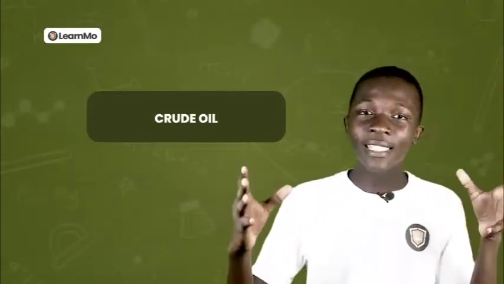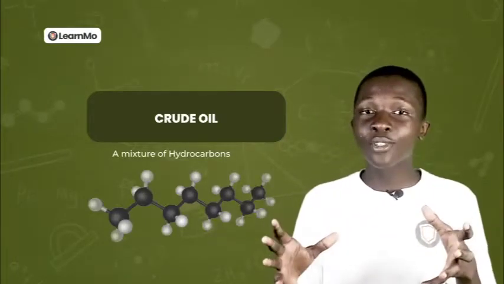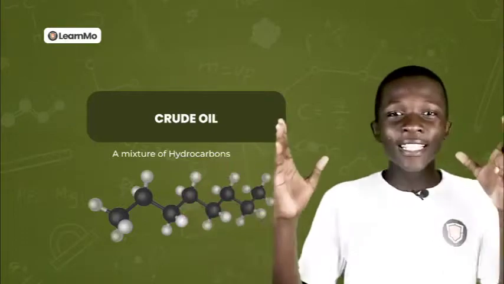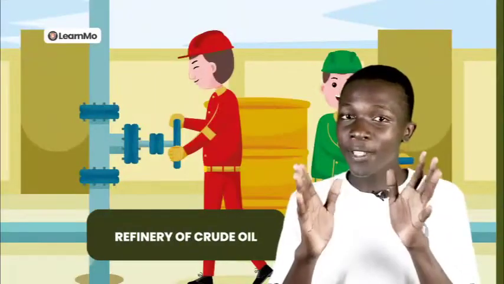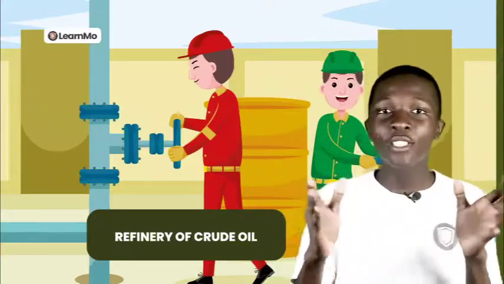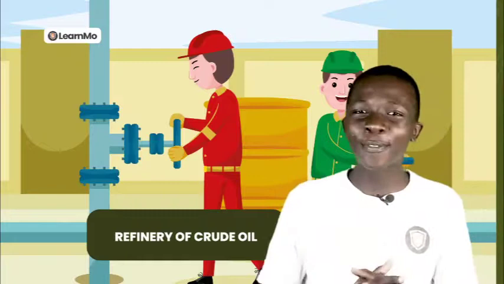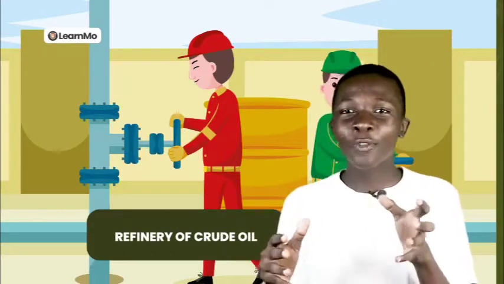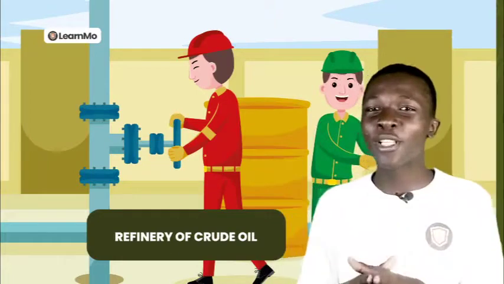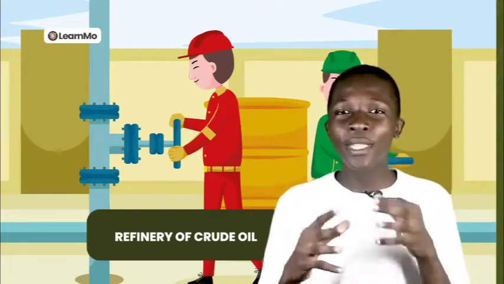Crude oil may simply be defined as a mixture of hydrocarbons. It is also called petroleum. Crude oil is refined in the following way. Firstly, it is separated into different fractions. This happens because they have different boiling points. The components of fractions with the lowest boiling point boil off first, and those with the highest boiling point will be the last to boil.